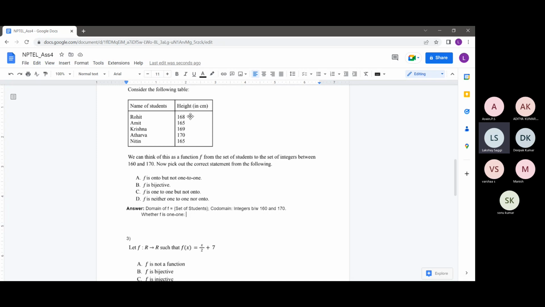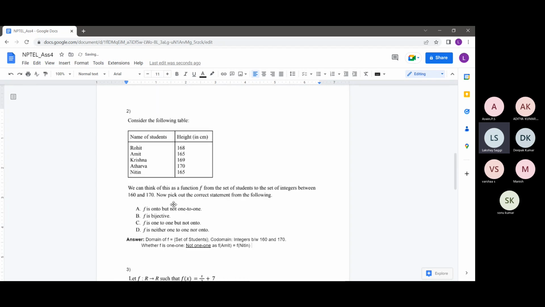We can see all other values are distinct, 168, 165, 169, 170, but this 165 gets repeated again. Suppose Nitin had a height of 164, then the function would have been one-one. But here it is not one-one, since Amit and Nitin have the same value. I'll just underline this also, as f of Amit is f of Nitin.